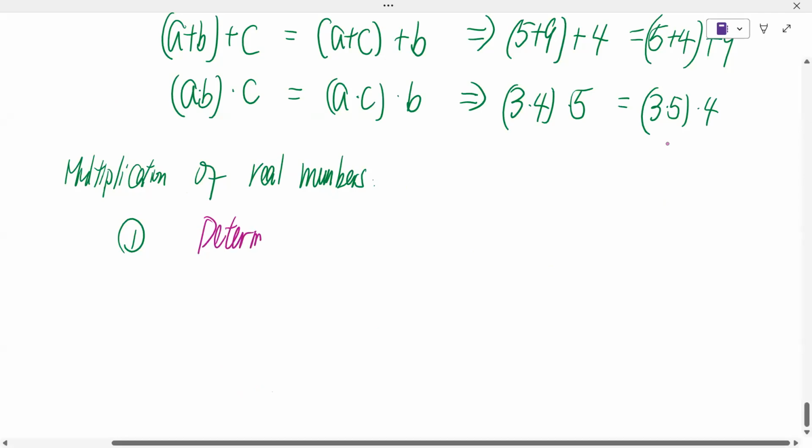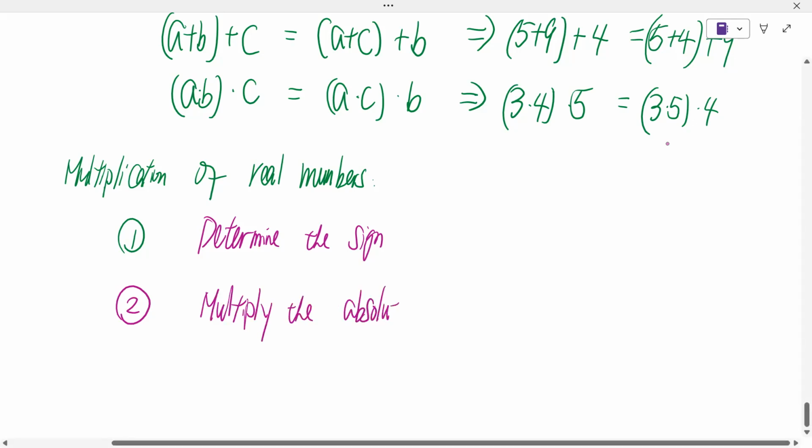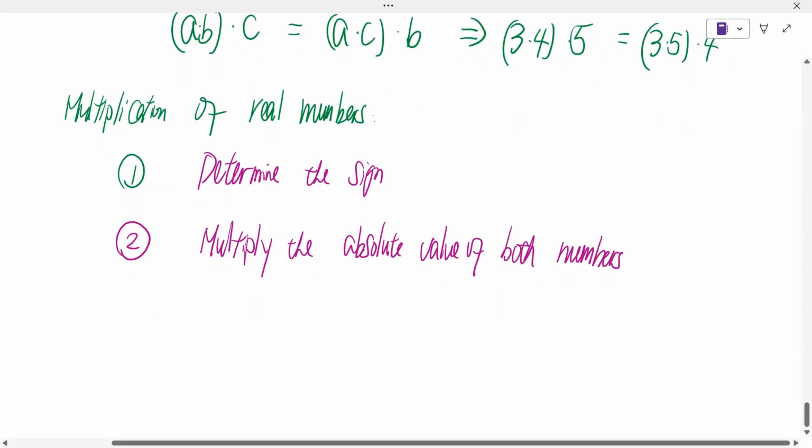Determine the sign. Instead, multiply the absolute value of the number, right? Multiply the absolute value of the numbers. So the sign operation looks like this.